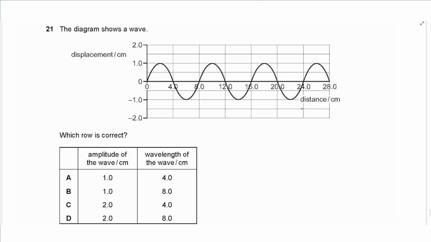This is displacement distance graph. Which row is correct? Amplitude and wavelength. So amplitude is from the undisturbed position to a peak, crest or trough. So this is 1. So the amplitude is 1. And the wavelength is between 2 corresponding points or 2 identical points like these, which makes the wavelength 8. So the answer is B.